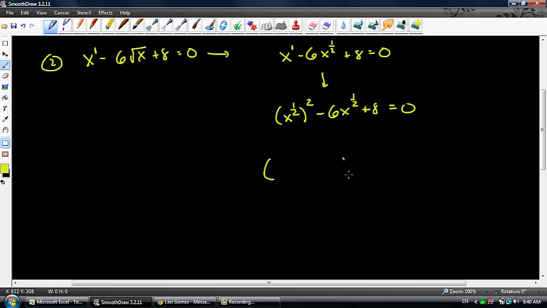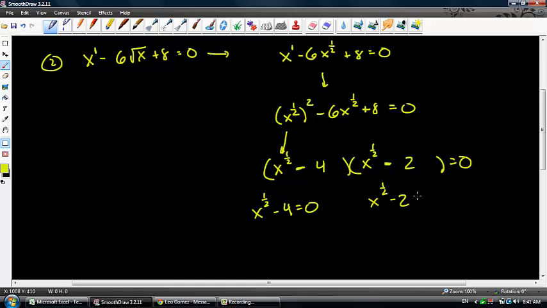So from here, I'm going to factor this again. I'm going to put one of the quantities inside each factored bracket, so x to the 1/2 and x to the 1/2. And then I need two numbers that multiply to positive 8 and add to negative 6, so that's minus and minus. It looks like 4 and 2. Now, Lex, how this problem is different from the last one is this is x to the 1/2 minus 4 equals 0, and this is x to the 1/2 minus 2 equals 0.